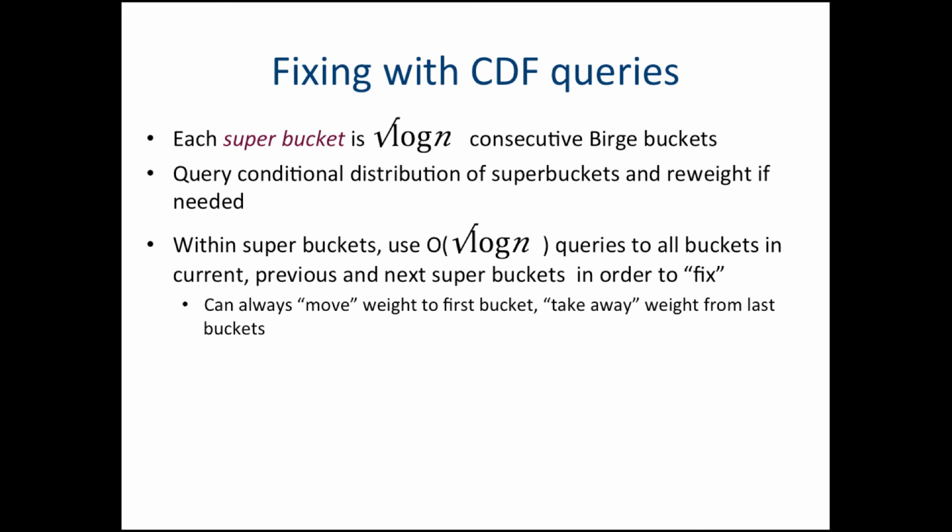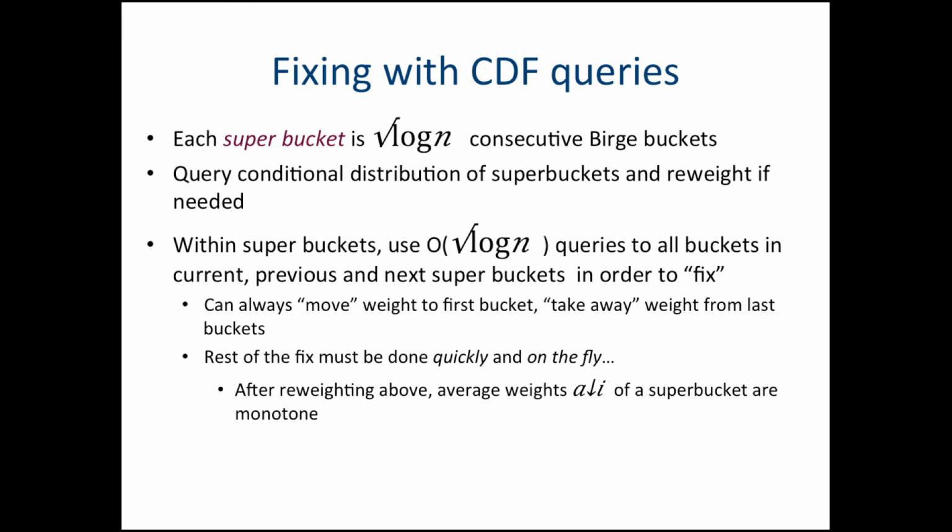Okay, so that's something you can always do, but the rest of the fix has to be done quickly and on the fly. And I only have square root log n queries, so what can I do? I can look at the buckets within my super bucket, maybe I can look at the buckets in the preceding super bucket and maybe the following super bucket, but I can't look at all the buckets. But it turns out that you can do this by just looking at your preceding bucket and the next bucket.